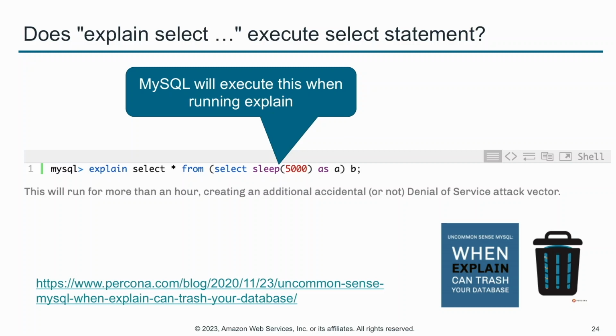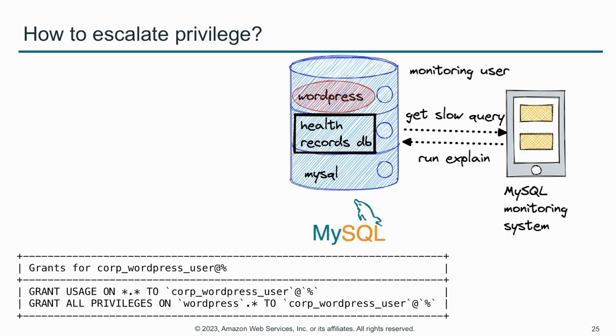This is actually called the confused deputy problem. The confused deputy problem is a program that has a different set of privileges, and it doesn't know that you are abusing that. You're asking the monitoring user to run the explain plan, and then inside of the explain plan, you put your poison, a payload. So let's see how it works.